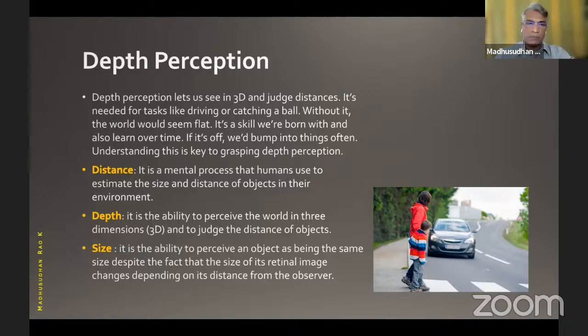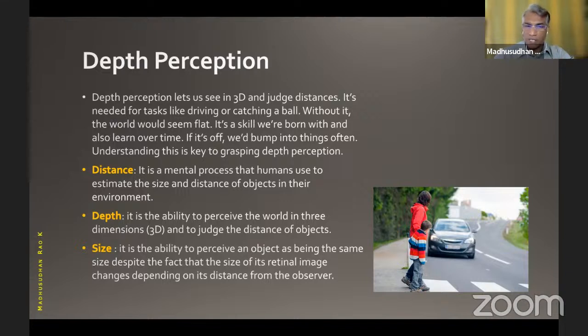At the same time, it is the ability to perceive the world in 3 dimensions and judge the distance of the object. I'm telling you, 100 meters away you are seeing the car. You are guessing the distance, how big the car is, and how fast it is coming. Can I cross the road or not? These are the things that come to your brain when you see that car while crossing the road.